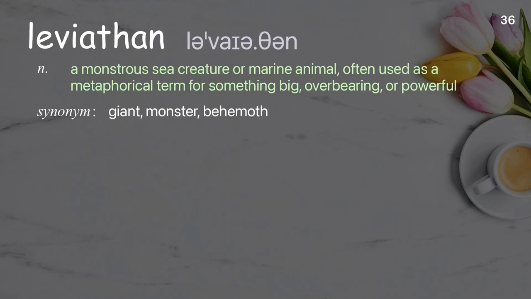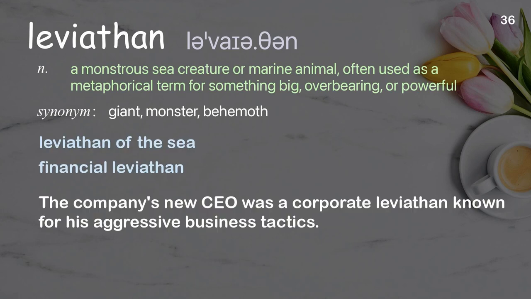Leviathan. A monstrous sea creature or marine animal, often used as a metaphorical term for something big, overbearing, or powerful. Examples: Leviathan of the sea, financial leviathan. The company's new CEO was a corporate leviathan known for his aggressive business tactics.